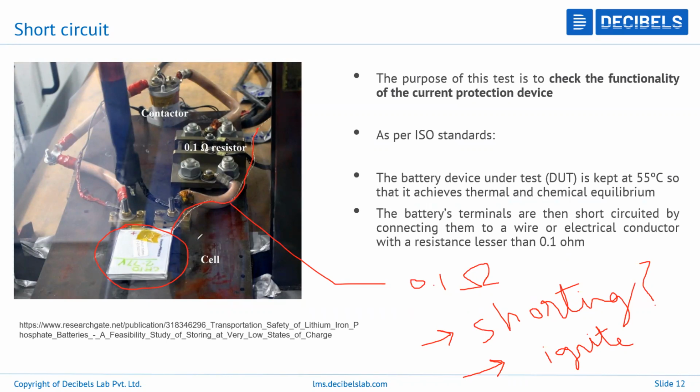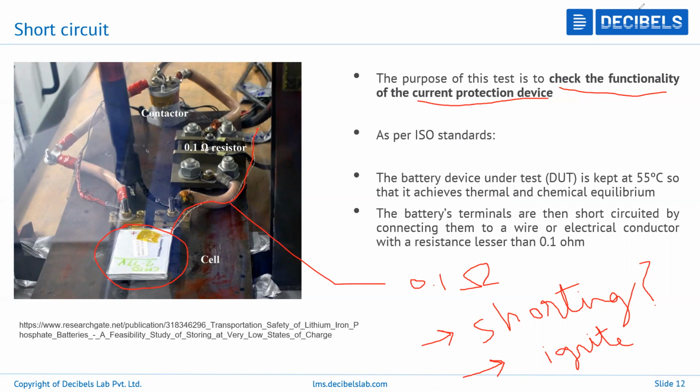So that is the purpose of this: to check the functionality of the cell in this kind of situation, especially when it experiences low resistances, and also to check if the cell's internal protection devices are working correctly. That protection device basically helps in preventing the short circuit by isolating the cell internally. Okay, so this is how the short circuit test works.